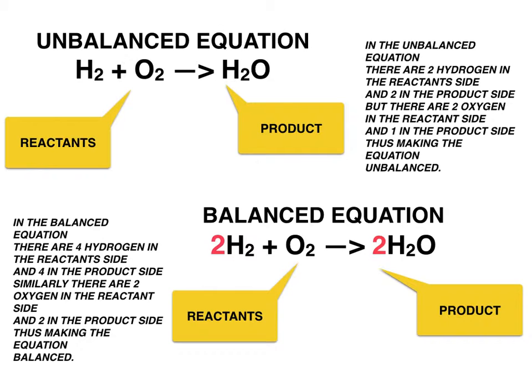So now you can see that the equation is balanced as we have 4 hydrogens in the reactant side, 4 in the product side, 2 oxygens in the reactant side and 2 oxygens in the product side. As this 2 with water is multiplying with hydrogen as well as with oxygen. So hope it was easy for you to understand. Now let us look at some more examples.